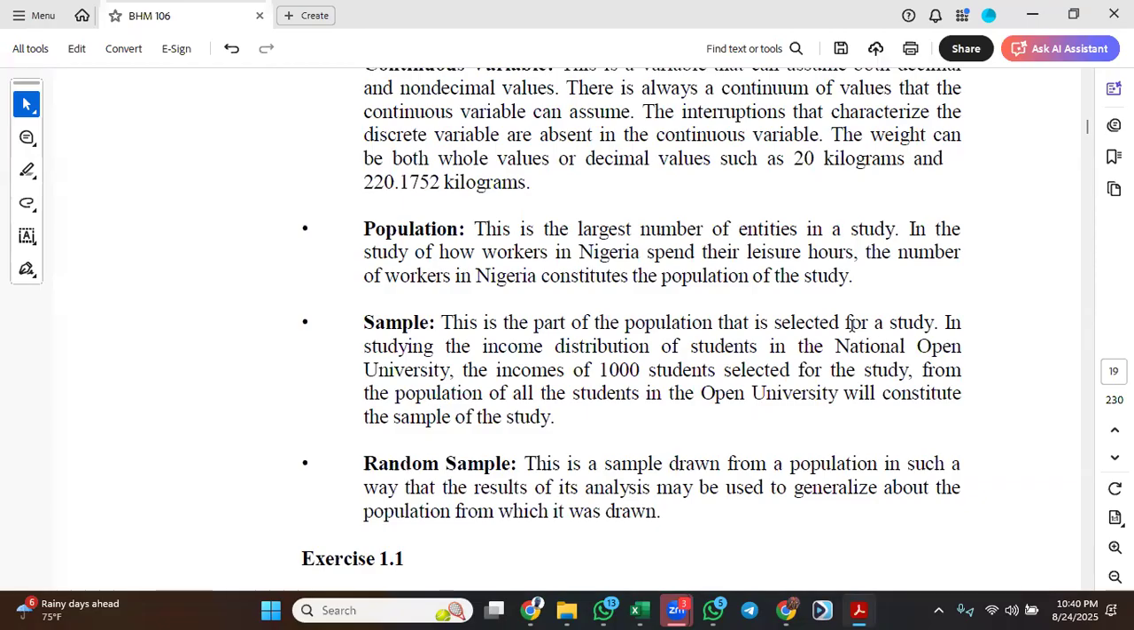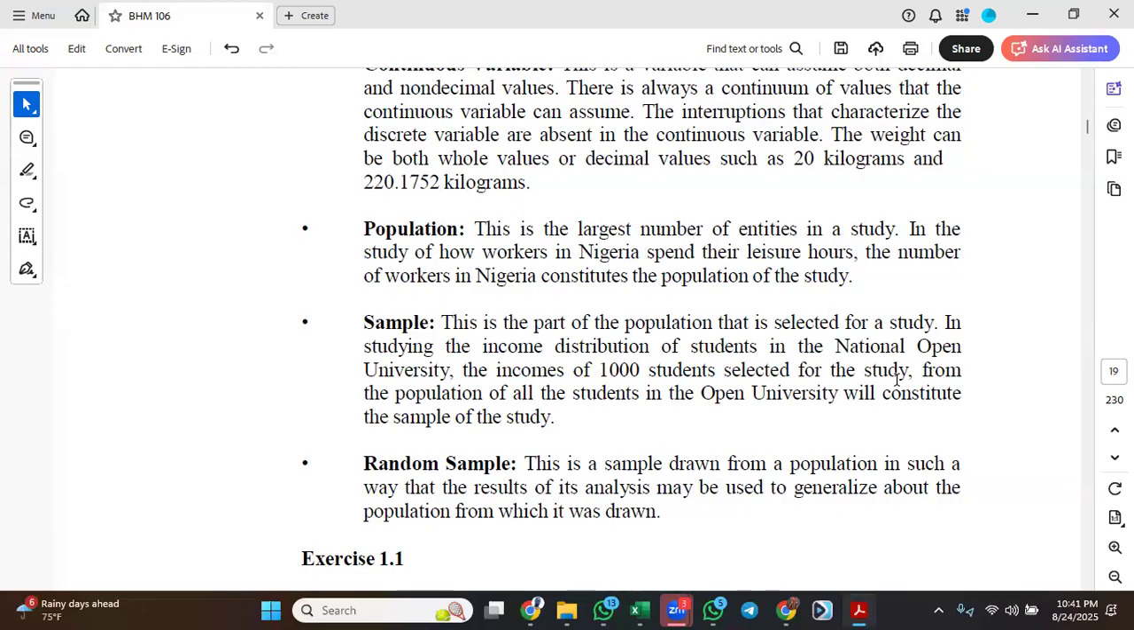We select maybe 50 of them as samples. We work on the sample, and don't forget, each of the pupils that make up the sample is called an entity. Let's say that in studying the income distribution of students in the National Open University, the incomes of 1,000 students are selected for the study. The university now has about 500,000 students, even more than 500,000 before. Now we are almost 800.